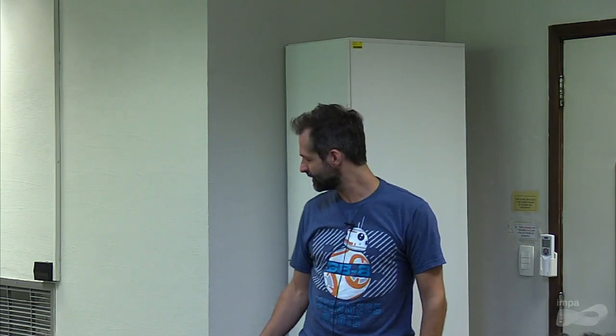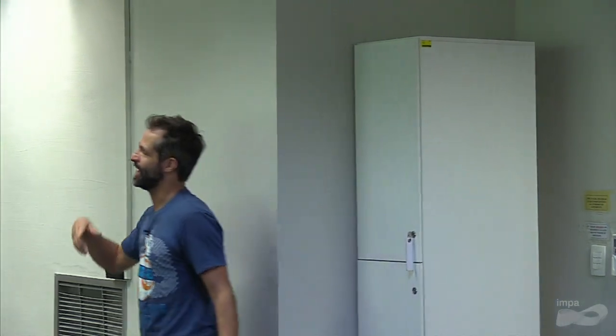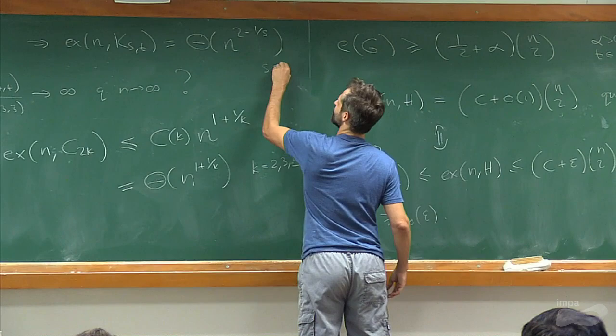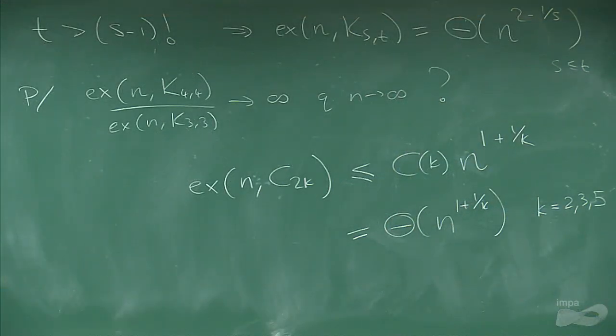But I think what I was asking is, if that were true for all s and t, it had to be symmetric, right? Oh, right, sorry. With the theta, s is at most t. Yeah, sorry. Otherwise, 2 minus 1 over t.